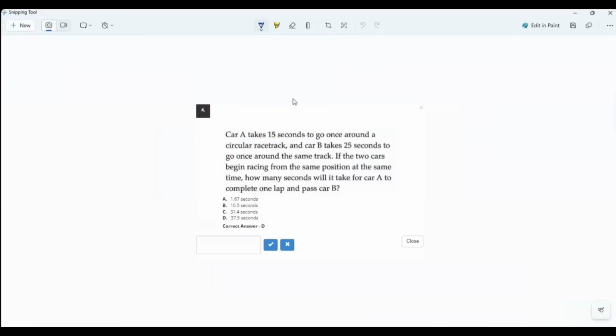Car A takes 15 seconds to go once around a circular racetrack. Let's say the racetrack is about X meters. It takes 15 seconds for car A. Car B takes 25 seconds. That means which is the faster car? Obviously, car A, right?